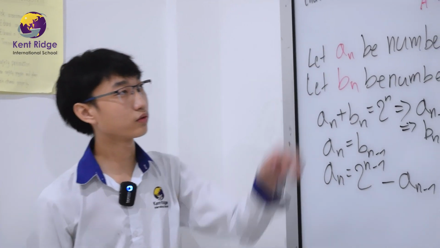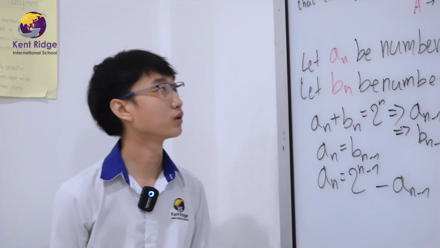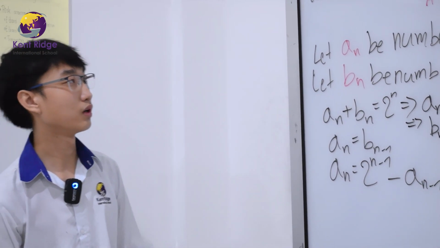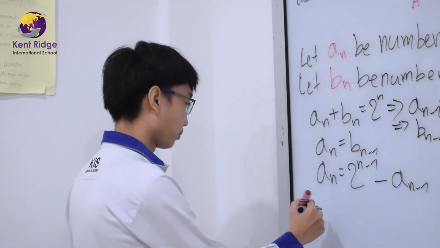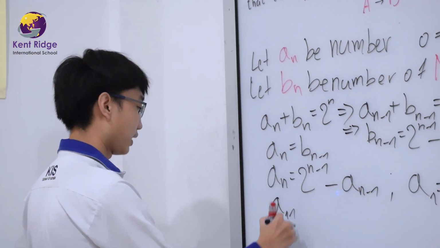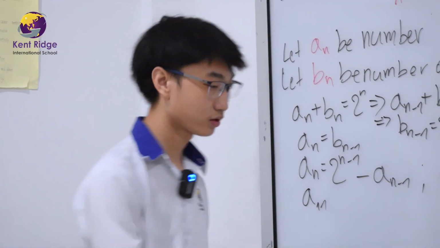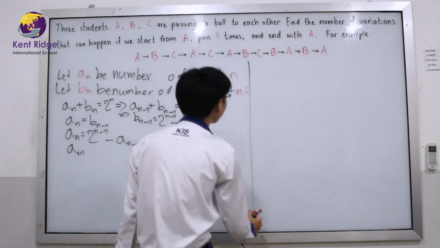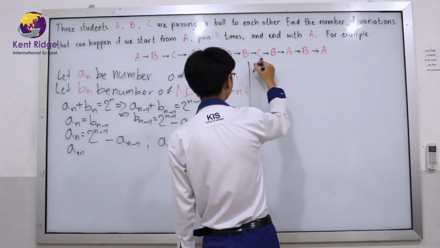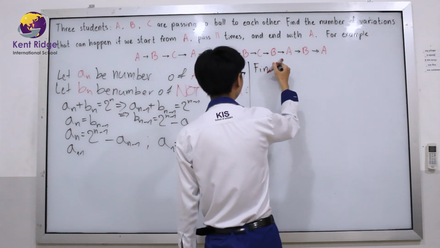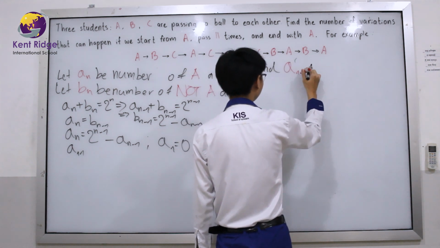The question asks us to find the number of A at 11 passes. So basically we're trying to find A11. So we can actually rephrase the entire problem as find A11.